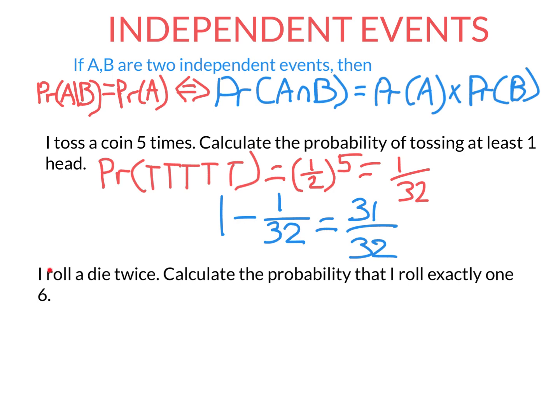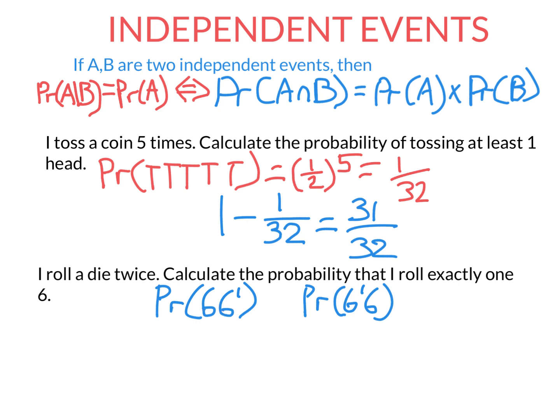All right, let's try this one. I roll a die twice, calculate the probability I roll exactly one 6. The problem with this one that a lot of people forget is there are actually 2 ways that this event can occur. I could get a 6 on the first roll, but not on the second roll. And I could also get a 6 on the second roll, but not the first. All right, so what's the probability of getting a 6, then not a 6?